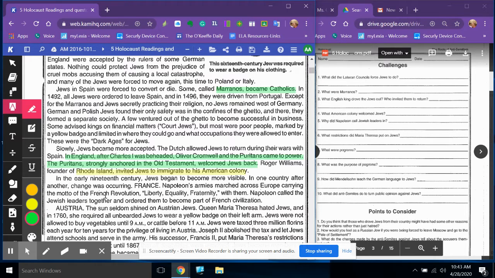In the early 19th century, Jews began to become more visible. In one country after another, change was occurring.